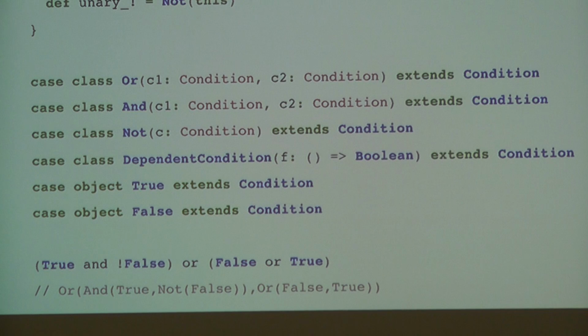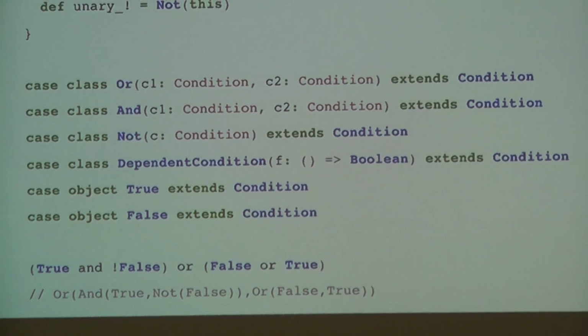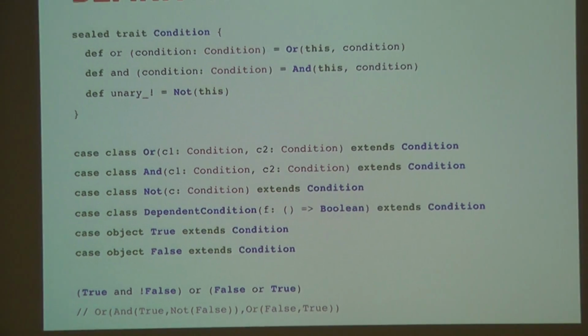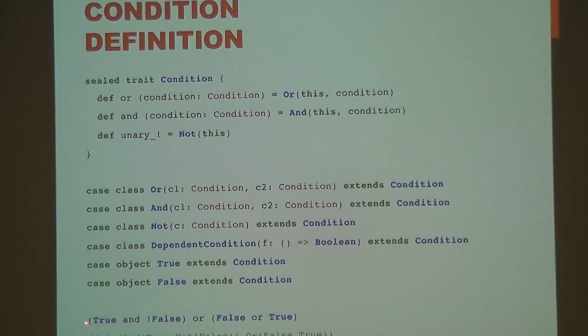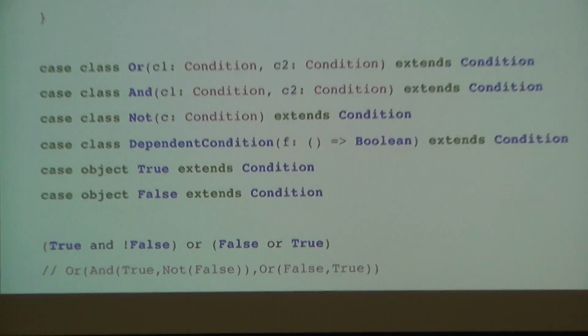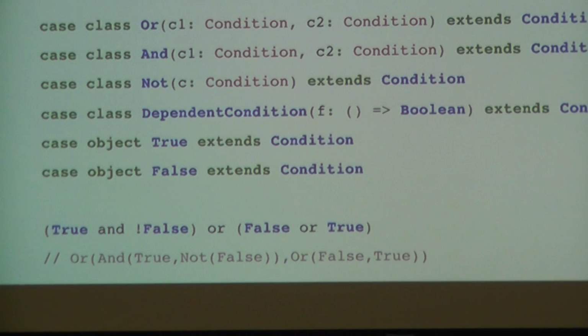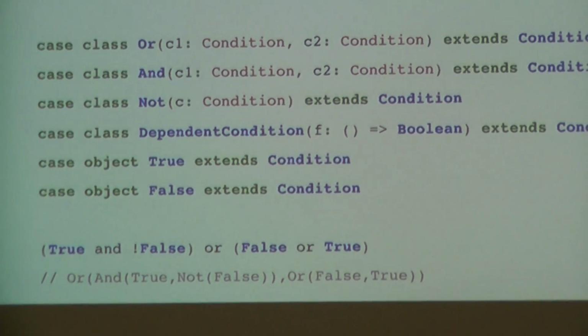So now, remember, we haven't really defined what any of these mean. We've only defined how you can put them together to make this sort of structure. So at this point, we can make statements like here below, say true and not false, or false or true. And what we generate is a structure that looks like this. So the next step is to define a way to evaluate these conditions.